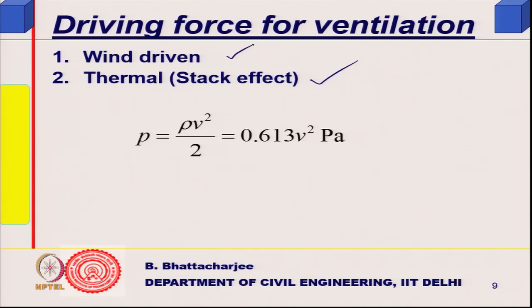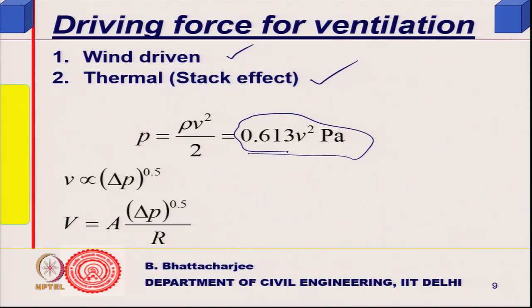pressure on a surface, right. So, it would come out from Bernoulli's equation: pressure is half rho V square, which is 0.3613 V square corresponding to, right. So, what we see is if wind velocity is V, then V is proportional to delta P to the power 0.5, and flow is velocity multiplied by the area. So, flow in meter cube per second would be proportional to A into delta P to the power 0.5, right.